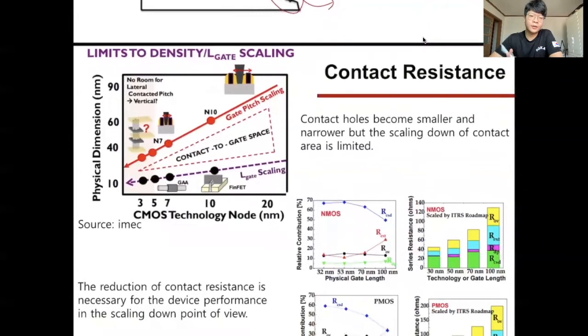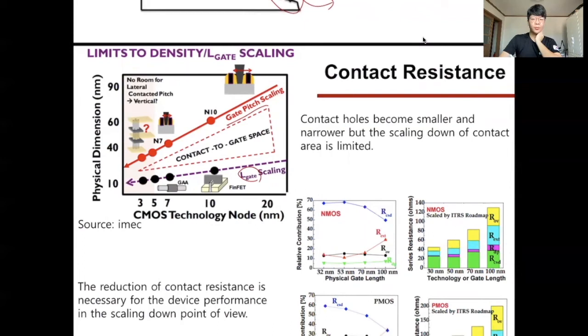The contact resistance is very important because as we minimize these gate lengths, it cannot help for the physical dimensions or device scaling down. So both gate length scaling and gate pitch scaling should be accompanied.